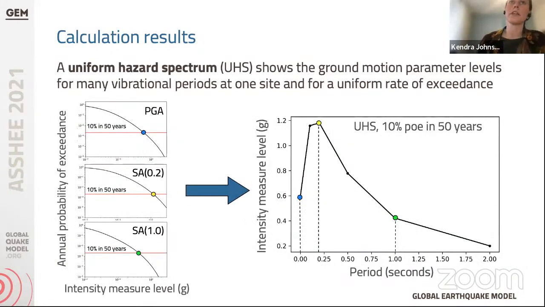The third type of result is the uniform hazard spectrum. And this is showing ground motion parameter levels for many vibrational periods at one site and for a uniform rate of exceedance. So this is useful when we want to understand how the hazard compares for different structures or different infrastructure that could be built at the same site. And so the example here is showing how the peak ground acceleration at the site compares to that for two different vibrational periods, and usually peaking around 0.2 seconds.